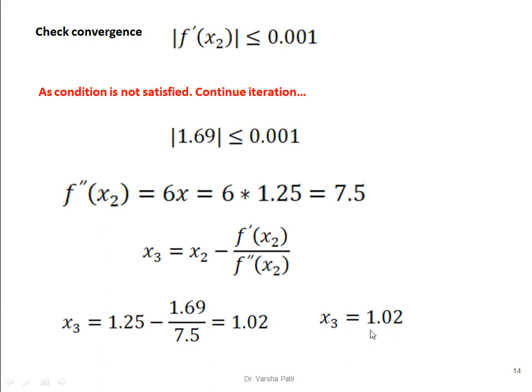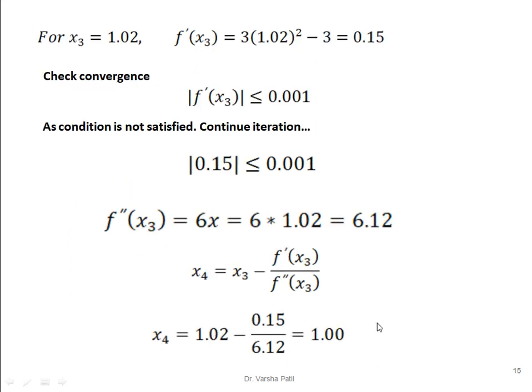Here again we calculate the first order derivative at this value and we check the convergence criteria. Now this is the f dash of x3. We check the convergence criteria. Still the condition is not satisfied, so we continue the iteration. We already calculated f dash x3. We calculate f double dash x3, and from f dash x3 and f double dash x3 we are getting x4. Now we are getting x4 as 1.00.